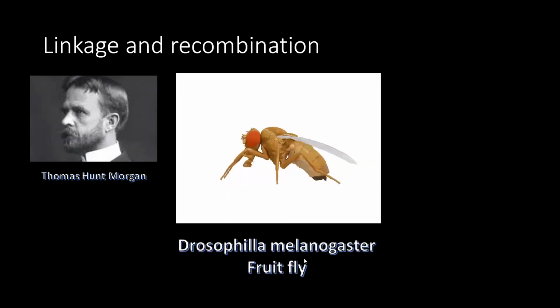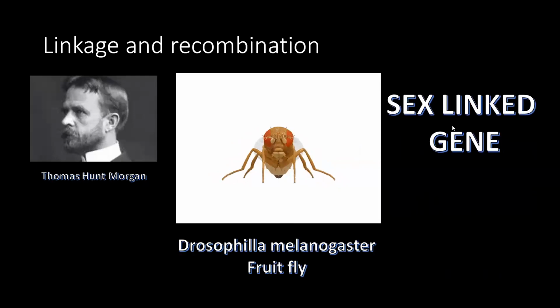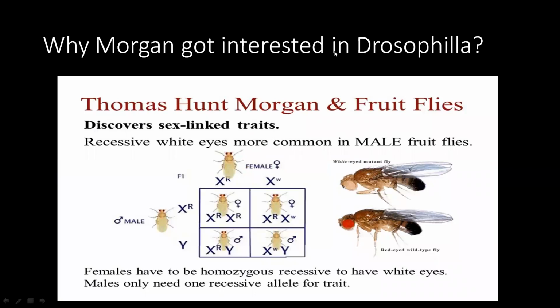Now Drosophila melanogaster, full name Drosophila melanogaster, commonly called fruit fly. Usually it is red eye, brown body. It is a sex-linked gene. What he was studying was a gene that is sex-linked. Now, why did Morgan get interested in Drosophila? Okay. Thomas Hunt Morgan and fruit flies discovered a sex-linked trait.